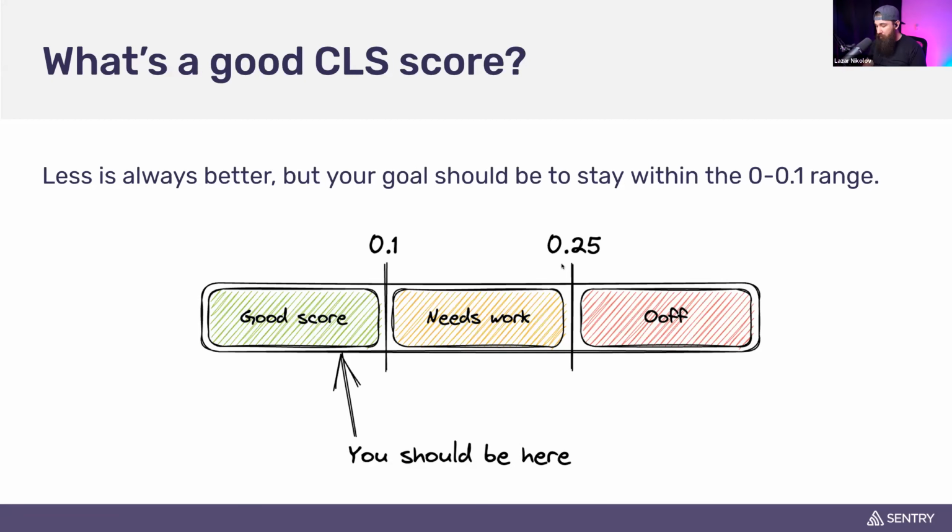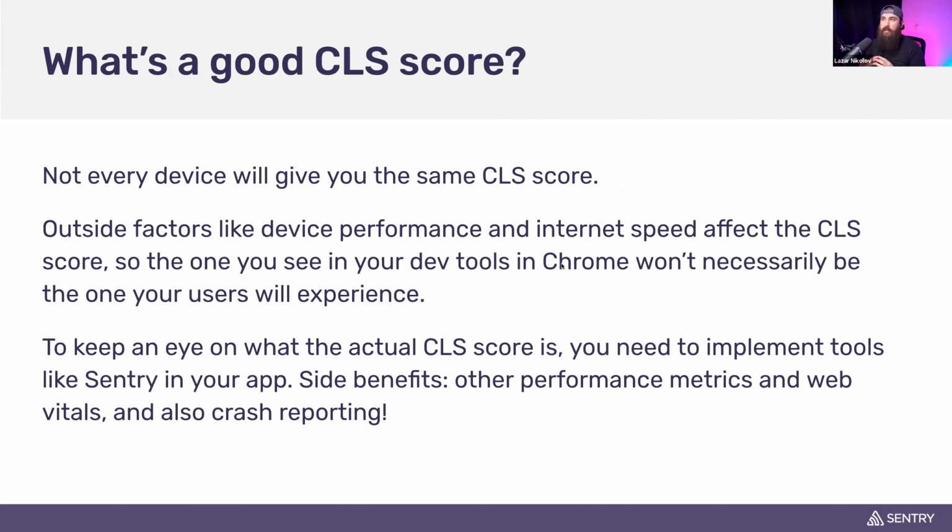And what's most important to know about the CLS score is that the one that you see in your tool, for example, in Chrome debug tools, is not the one that your users are going to experience. Doesn't necessarily have to be. Not every device will give you the same CLS score. Outside factors like internet speeds or the device performance really impact the CLS score. So it is not the one that you see in Chrome.